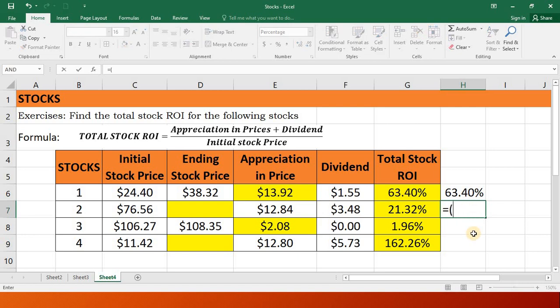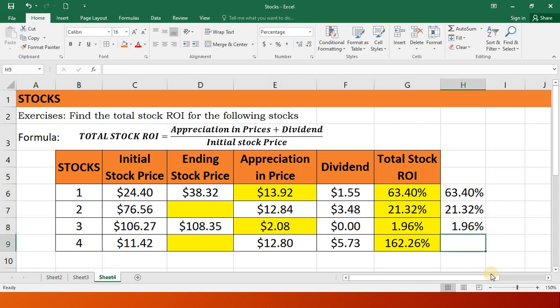So when I do this to the rest, it's like using a calculator as well. So this is equals, open parenthesis, the appreciation in price, which is 12.84, plus the dividend is 3.48, close parenthesis, divided by the initial stock price 76.56. Press enter, and I have 21.32. Same with the third example. This is equals, open parenthesis, appreciation in prices is 2.08 plus the dividend is 0, close parenthesis, divided by the initial stock price is 106.27. Press enter, and we have 1.96.